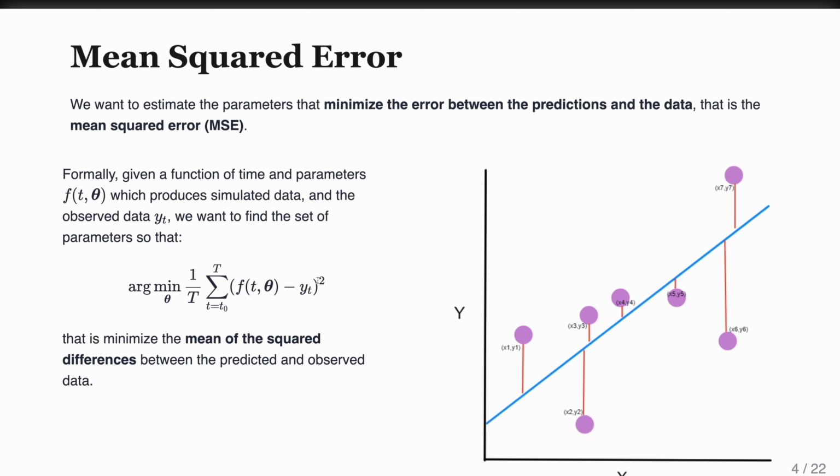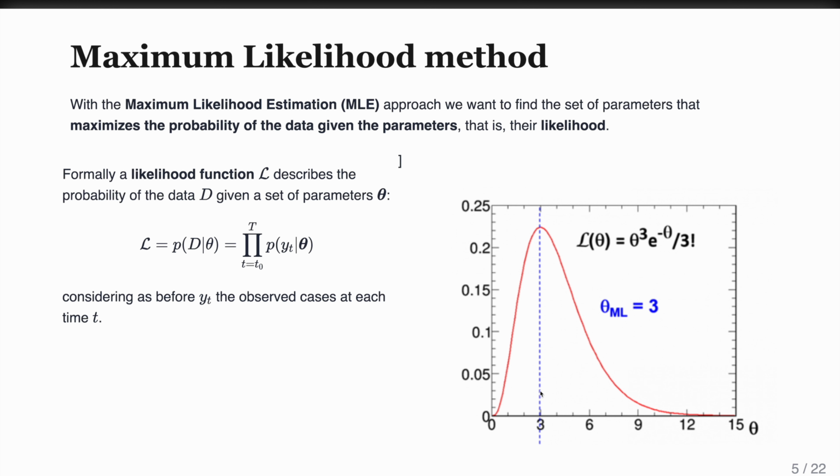The other method is called the maximum likelihood method. It's based on probabilities. The concept is that we want to maximize the probability of the data given the parameters. The probability of data given parameters is also called, in jargon, the likelihood. You can see here that we have a certain distribution, and we want to maximize the likelihood of the data, which is this red line, given some parameters. It can be seen that, for example, the parameter equal to 3 is the point at which this likelihood is the maximum.